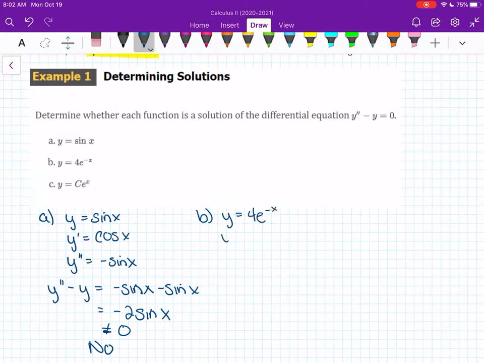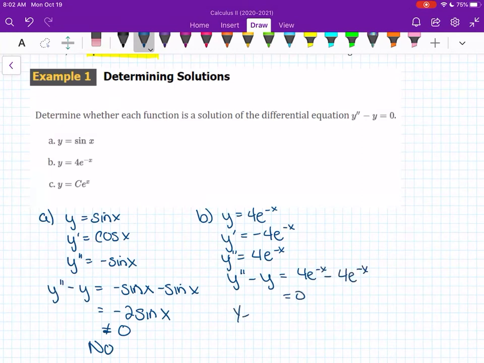For b, if we have y equals 4e to the negative x, and I take the first derivative, I get negative 4e to the negative x, and my second derivative is 4e to the negative x. Plugging it into my differential equation, y double prime minus y, I get 4e to the negative x minus 4e to the negative x, which does equal 0, so this is a solution.